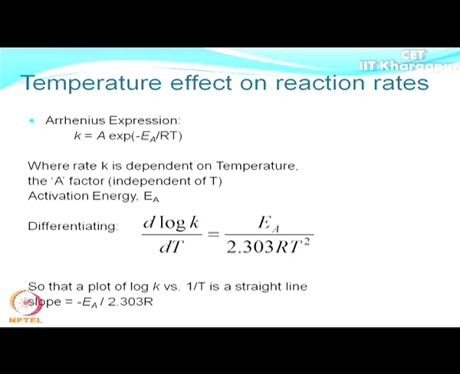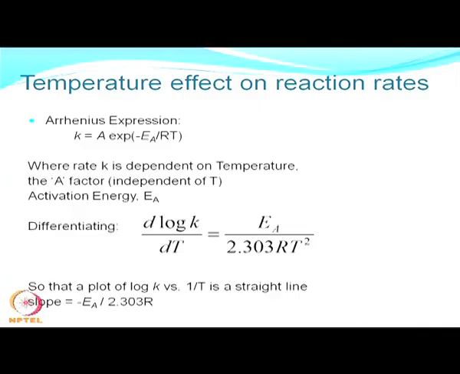Now, it is also called the frequency factor. Frequency came from the theory of reaction rate based on collision theory. So, collision theory will talk about the theory of reaction rates later on.